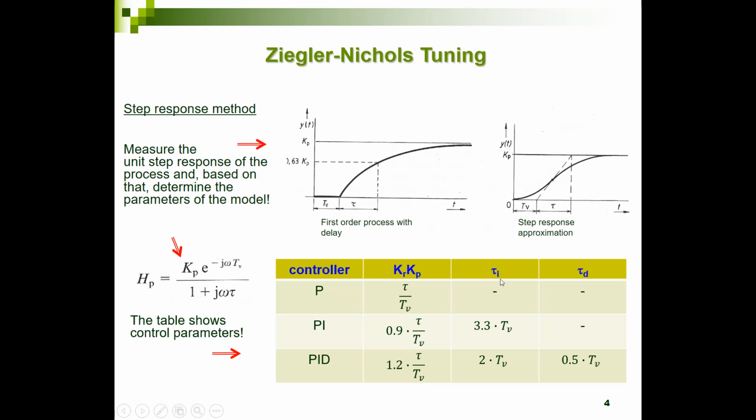Tau I can be calculated by multiplying the delay time by 2, and tau d can be calculated by multiplying the delay time by 50%, so by 0.5. So then we have the parameters for my controller, the P, the I, and the D. Let's use an example to calculate the values for a certain controller, using some measurement or calculation data.